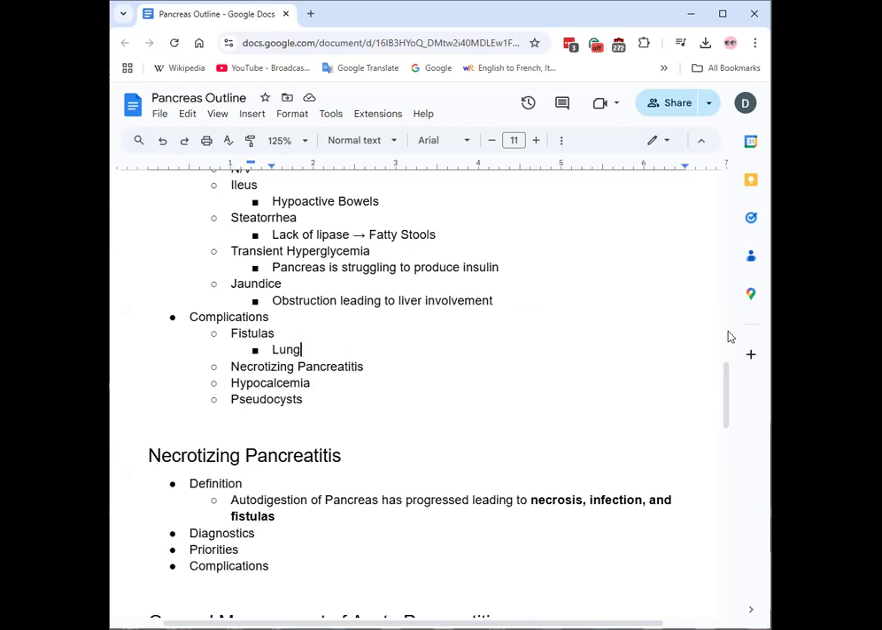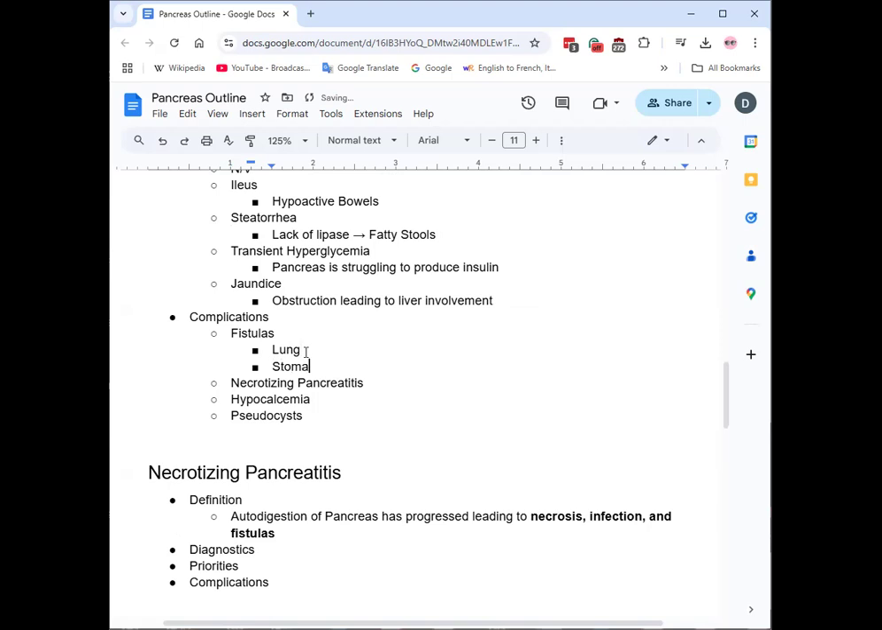So with the fistulas, you have fistulas going to the lungs and fistulas going to the stomach. So this is fistulas between pancreas and blank. Essentially, what this is referring to is that the pancreas is self-digesting itself. With that digestion, it can lead to making a hole through either the lung or the stomach, and then having a pathway for your pancreatic stuff, or all your stuff in there, to kind of mix and match.